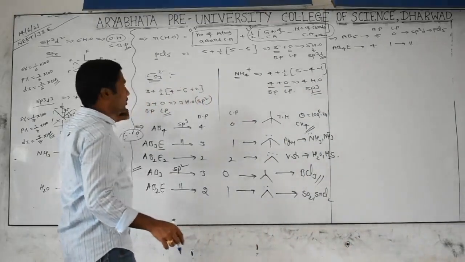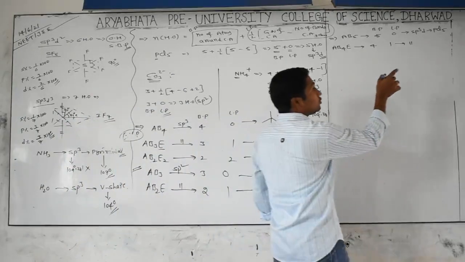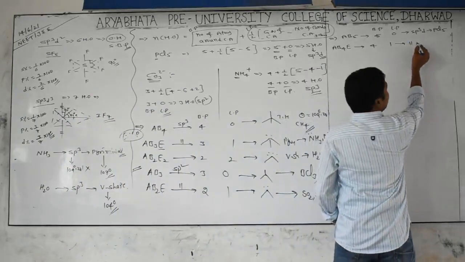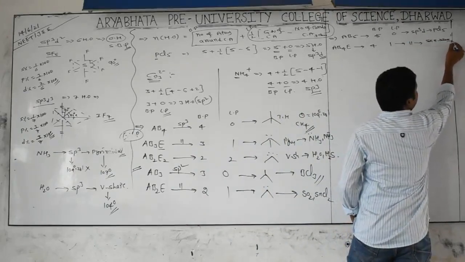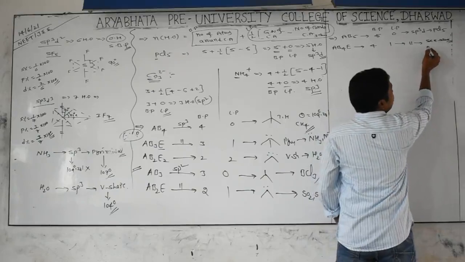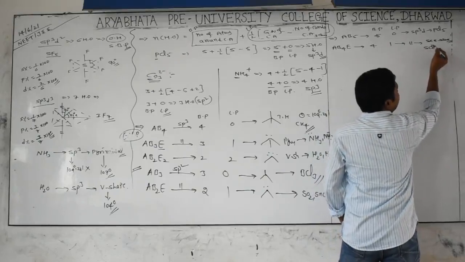But PCl5, which shape are you getting actually? Trigonal bipyramidal shape. I didn't write it here. So then which bond do we have to cut? The equatorial bond we have to cut. Then we are getting a seesaw shape. Can you give me an example for this one? SCl4 and we are getting SeCl4.